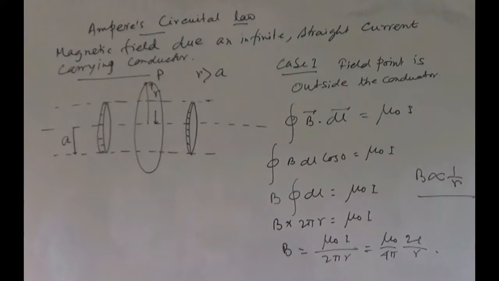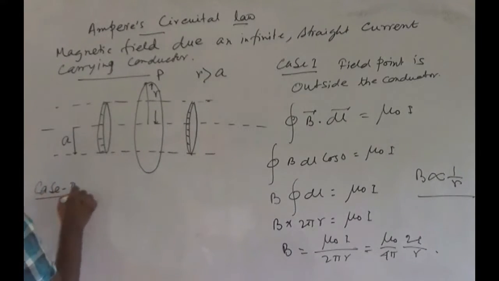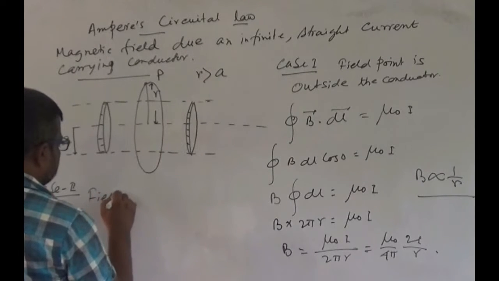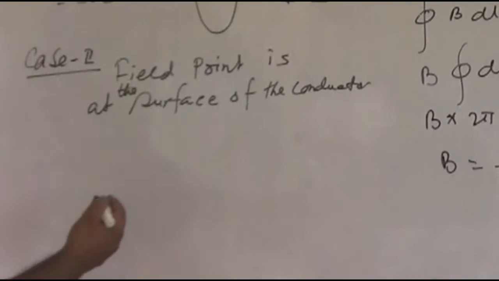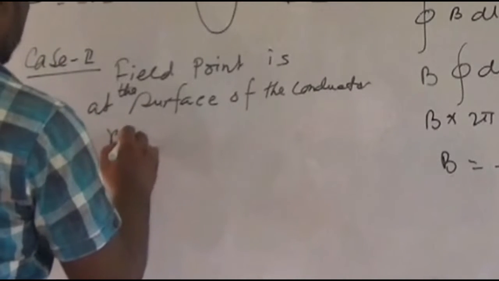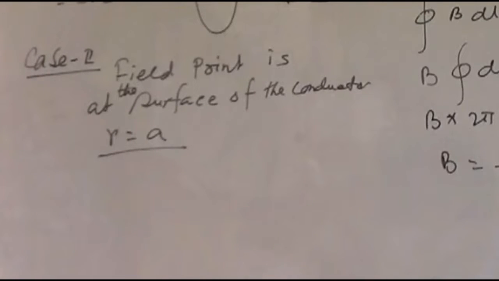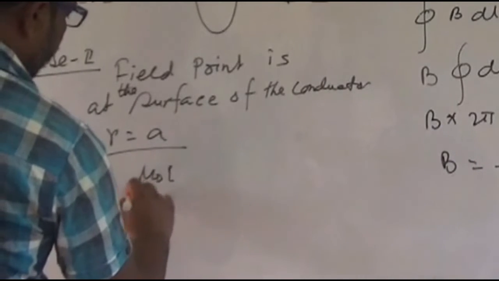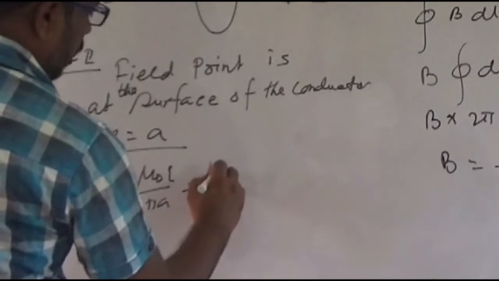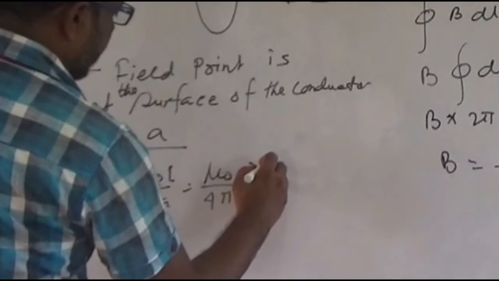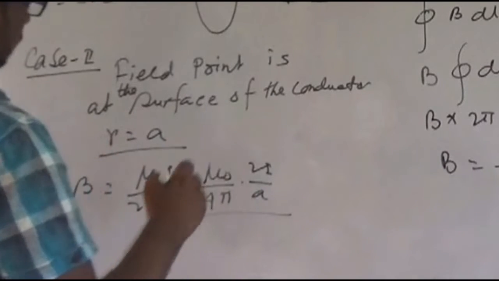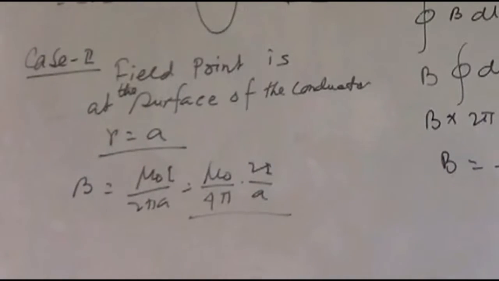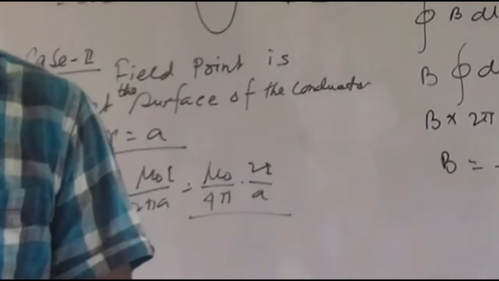Case 2: the field point is at the surface of the conductor. In this case, we can just put r is equal to a. For that case, B is equal to mu naught I by 2 pi a, or you can write mu naught by 4 pi times 2I by a. This is the field at the surface of the conductor.